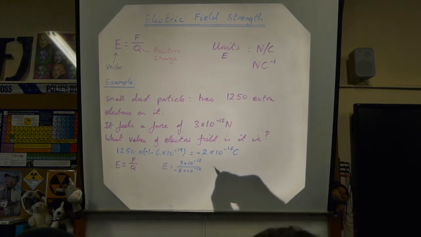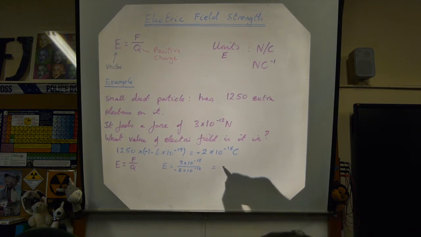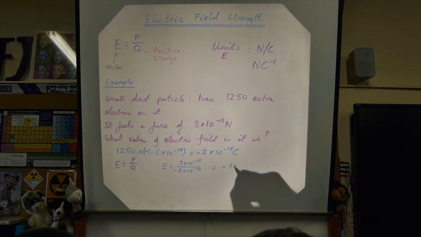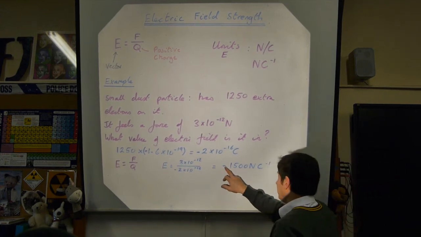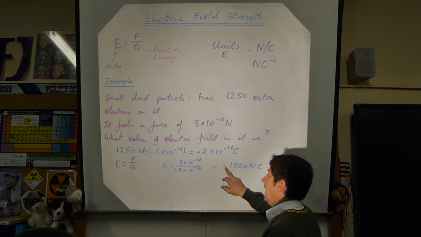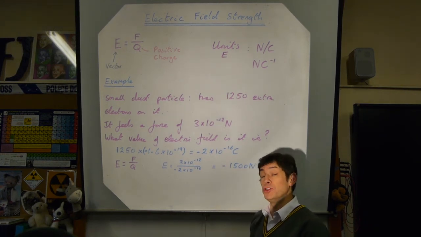If you work that out, this is a small number, that's an even smaller number, so this has to be a larger number. There's a minus there: 1500 newtons per coulomb. Now, you don't really need the minus here, but the point I'm making is it kind of indicates the direction the field would go.